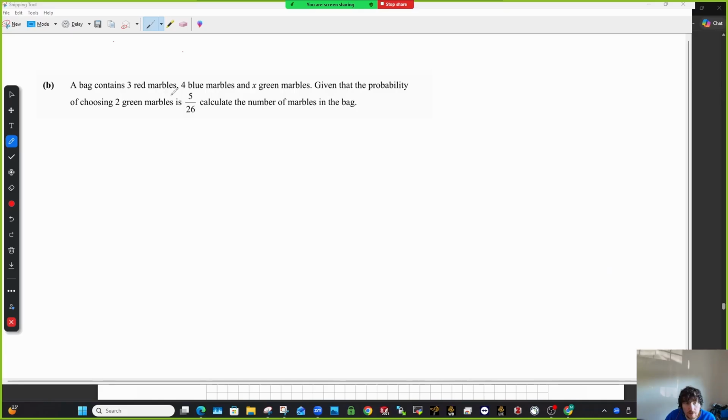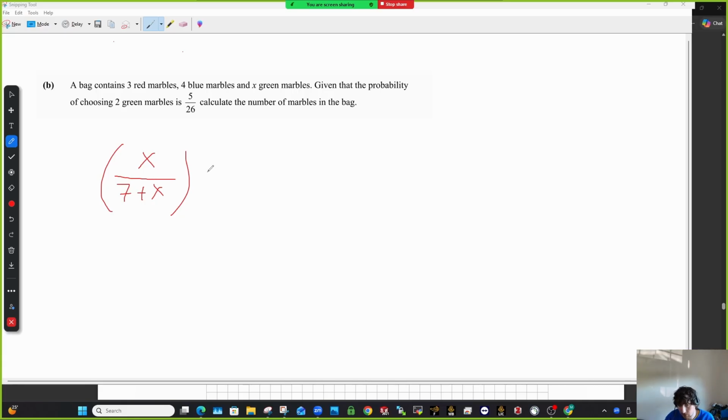Right, so hopefully you've given it a go. A bag contains 3 red marbles, 4 blue marbles, and X green marbles. Okay, so in the bag there's 7 plus X marbles, right? Given the probability of choosing 2 greens is 5 over 26, calculate the number of marbles in the bag. Right, this is pretty easy. So if you want to draw a green, there are X greens in the bag divided by the total number of marbles in the bag. So that's 7 plus X. That's the probability of drawing a green, right?